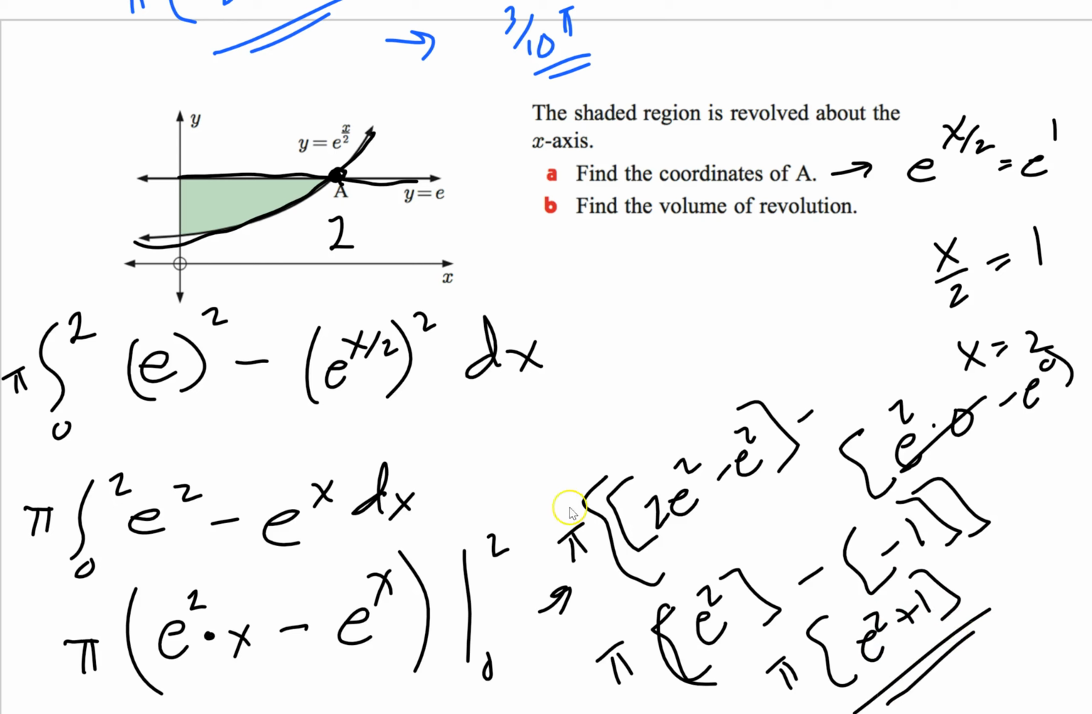I got a little messy there, but the general idea is I just simplified it and plugged in 2 to everything. So 2e squared minus e squared, I could reduce that and just get e squared. I plugged in 0 to everything. That just goes away. This doesn't go away. It's e to the 0, which is 1. Very important, right? That doesn't go away. E to the 0 is 1. So then it was negative, negative 1, so plus 1. So I got that.